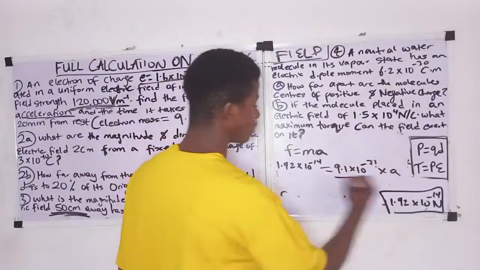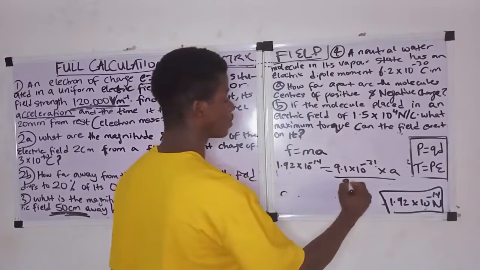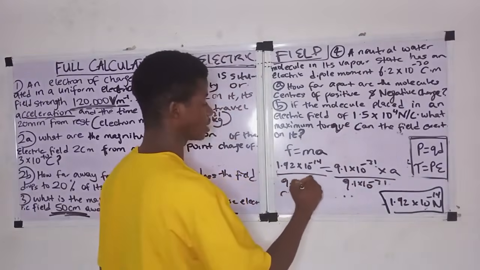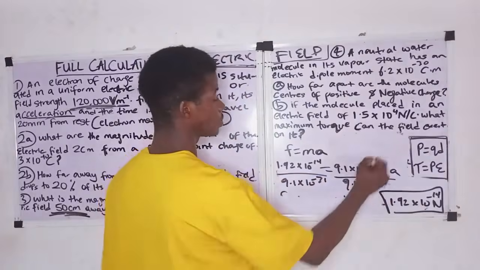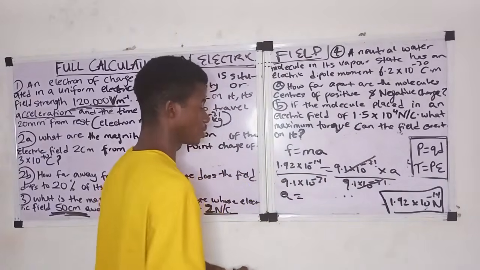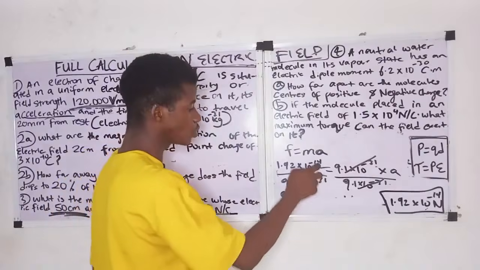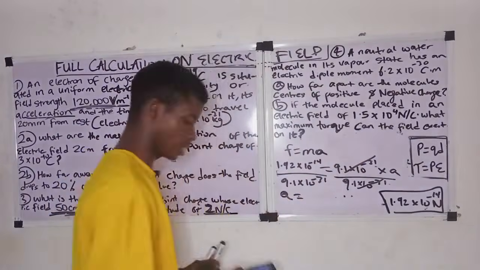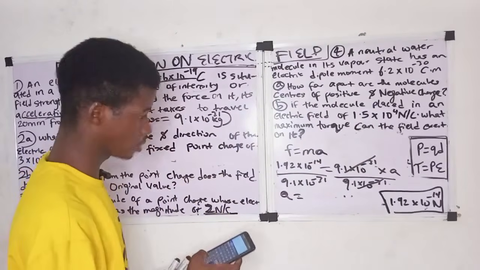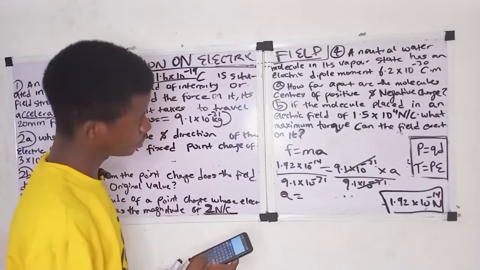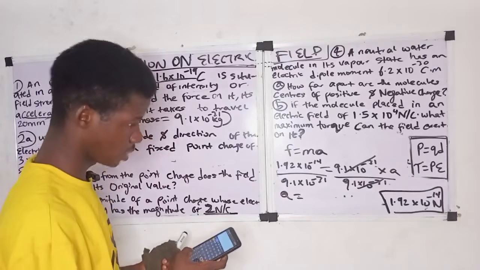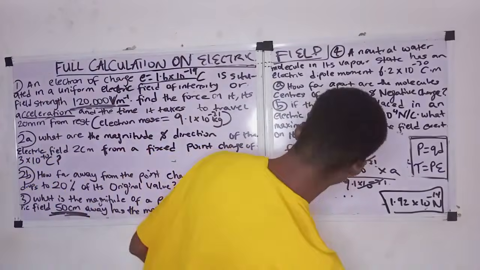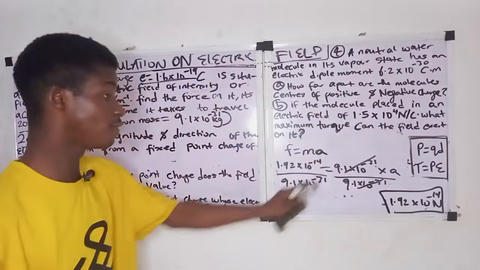So what I'm going to do next, we divide both sides. I want to make A stand alone, so I divide both sides by 9.1 times 10 raised to minus 31. This one will cancel this. So our acceleration will be equal to, if we cancel them, minus 14 minus minus 31 will give us 17.